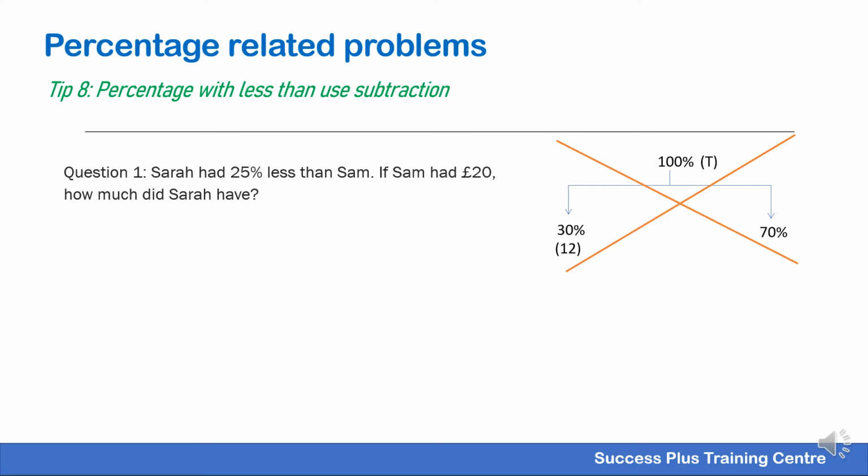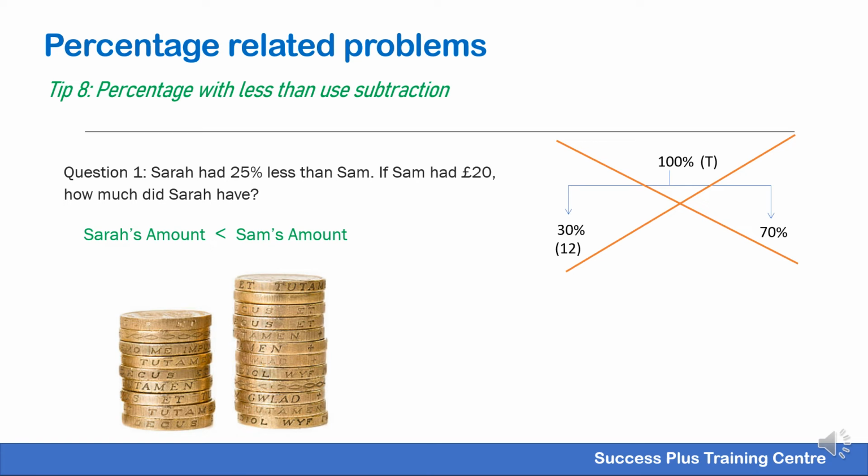Tip number 8. Percentages with less than, we use subtraction. Let's have a look at this question. Sarah had 25% less than Sam. If Sam had £20, then how much money did Sarah have? Now remember, we cannot use the percentage tree displayed on the right-hand side of the slide for these sort of questions, as we are comparing two amounts using a percentage. And in this case, we are comparing Sarah's amount to Sam's amount. And Sarah's amount is less than Sam's amount.